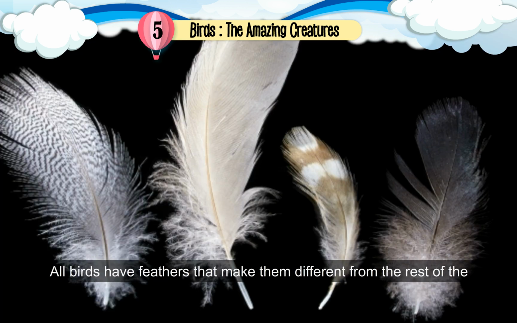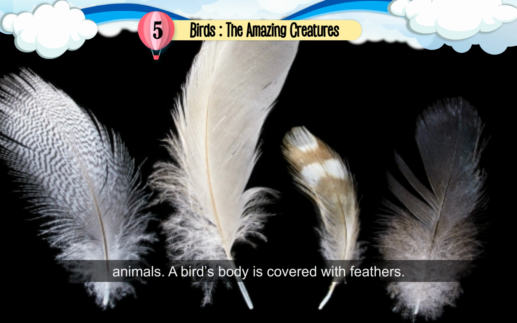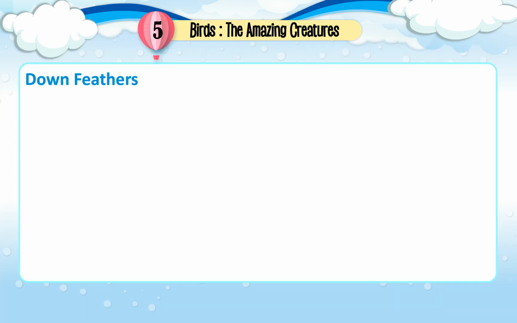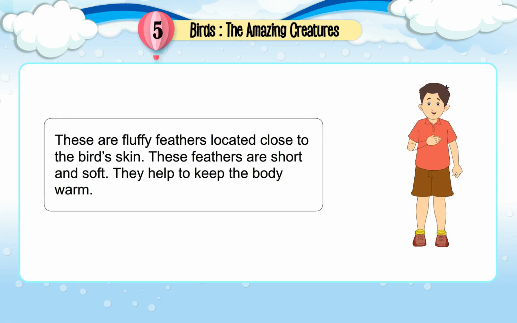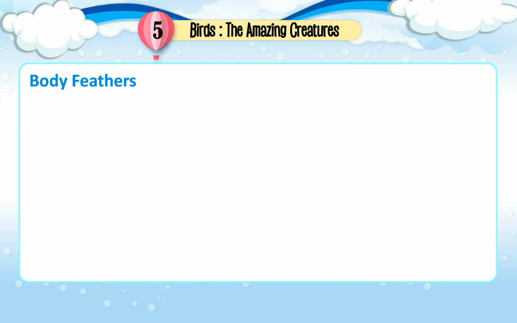Feathers. All birds have feathers that make them different from the rest of the animals. A bird's body is covered with feathers. They have the following types of feathers. Down feathers. These are fluffy feathers located close to the bird's skin. These feathers are short and soft. They help to keep the body warm.